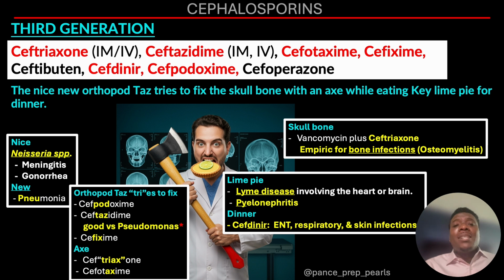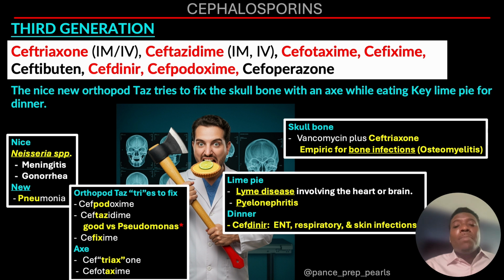My mnemonic for this is: the nice new orthopedist Taz tries to fix the skull bone with an axe while eating key lime pie for dinner. Nice is for Neisseria species. These are great, ceftriaxone especially. New for pneumonia, right? Orthopod for cefpodoxime. Ceftazidime, Taz tries to fix for cefixime, and axe for ceftriaxone and cefotaxime.